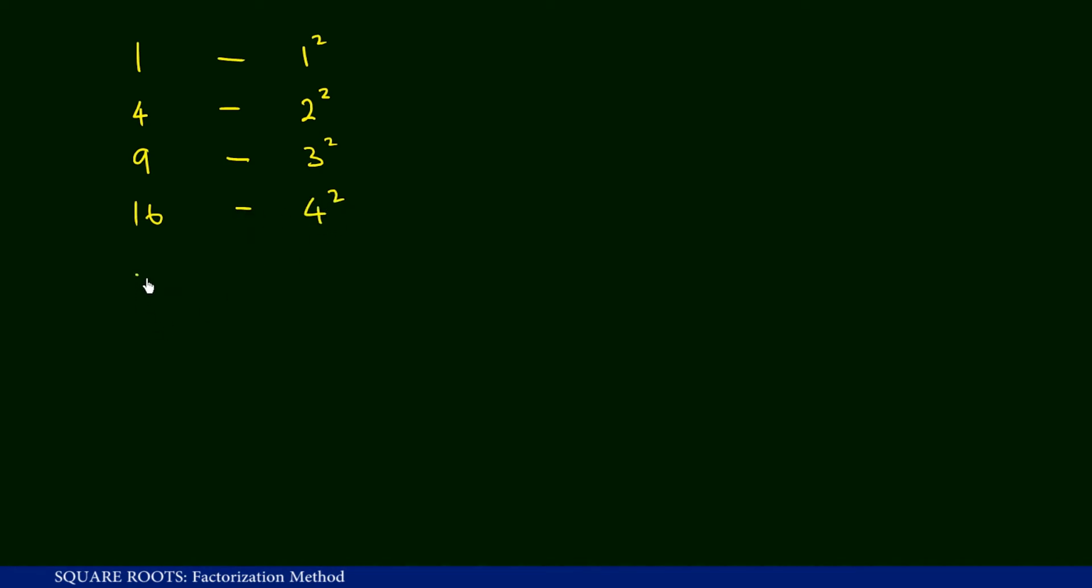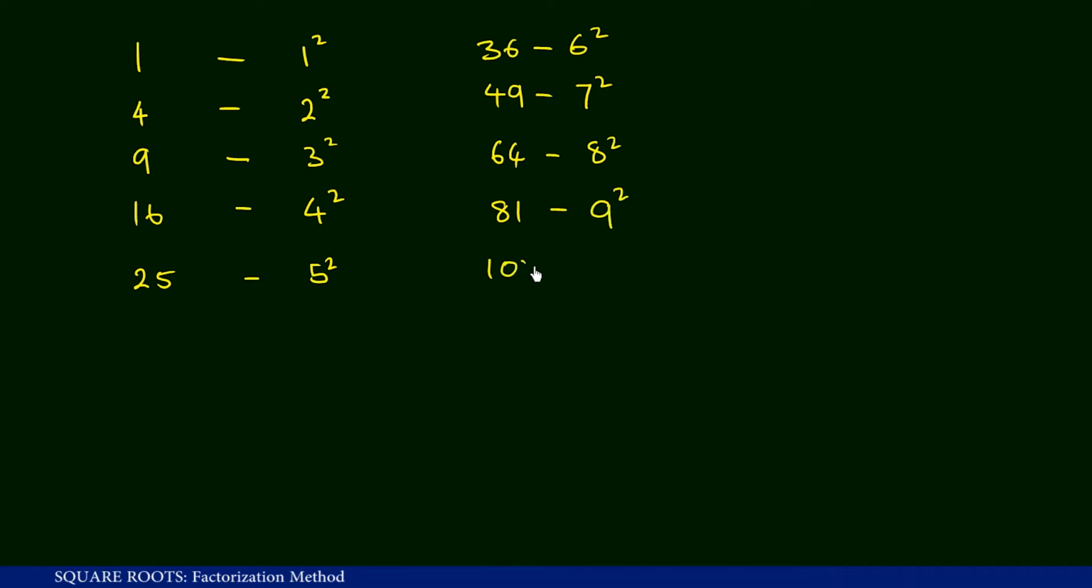And then 25. 25 is 5 squared. Next would be 36. 36 is 6 squared. 49, which is 7 squared. 64, which is 8 squared. 81, which is 9 squared. And finally, 100, which is 10 squared.